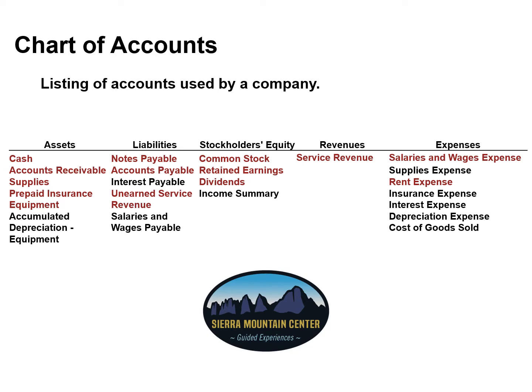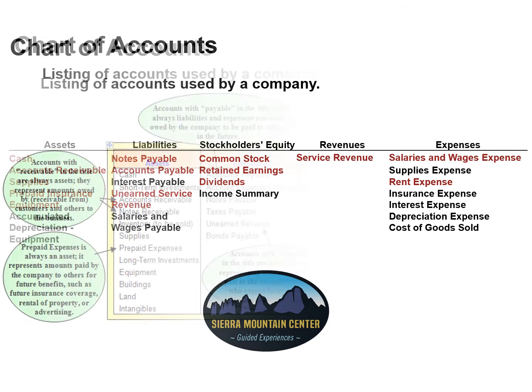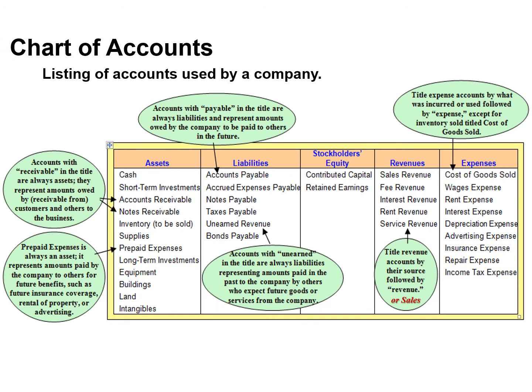This is a list of accounts used by Sierra Corporation, which is the company we will look at to introduce you to the 4 financial statements. The accounts in red are used in Chapter 3, and the accounts in black are used in subsequent chapters. I used this slide at American University. This is a listing of common accounts used by companies. It also offers some additional insight on the accounts.